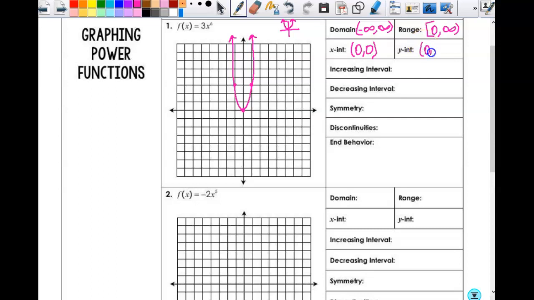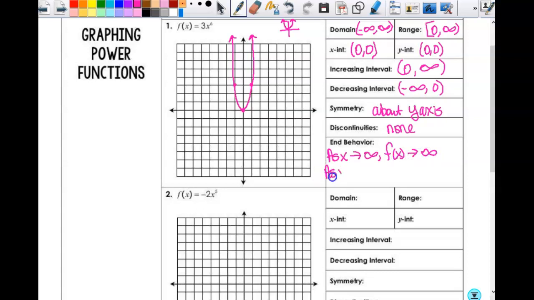All right, your y-intercept is also 0, 0. Increasing where? Good. 0 to infinity. Decreasing negative infinity to 0. Good. All right, so symmetry. We have symmetry about the what? Good. Y-axis. Do we have any discontinuities? No. Then our end behavior. As x approaches infinity, f of x approaches infinity, as x approaches negative infinity, f of x approaches infinity.